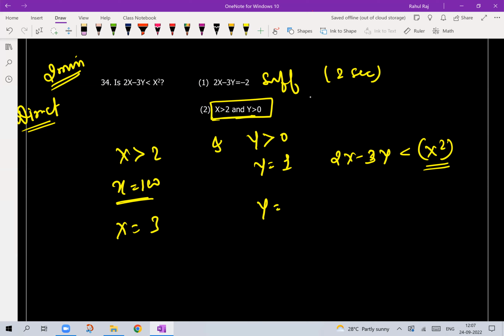Now imagine I take x is equal to, let's say, 3, and y is equal to any number you take. Let's say y is equal to 100. Now, if I take x is equal to 3, y is equal to 100, what is the value of 2x minus 3y? Don't you feel it will be a negative value? Check once. Because 2x, x is equal to 3, 2 into 3 is 6, minus 3 into y, that is 300. So 6 minus 300, whatever the value, it's a negative value, right? So this negative value will surely be less than x square.